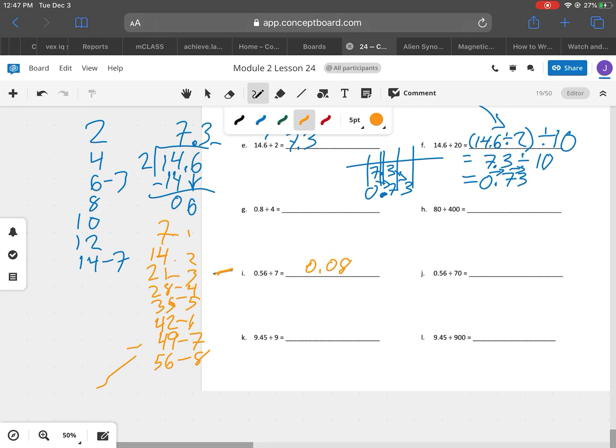You might be asking, how do you know it's 8 hundredths? Well, if we think of this as 56 hundredths, divided by 7, my answer would be 8 hundredths. And the way you write 8 hundredths is 0.08.